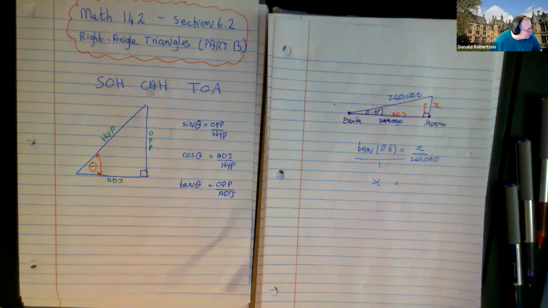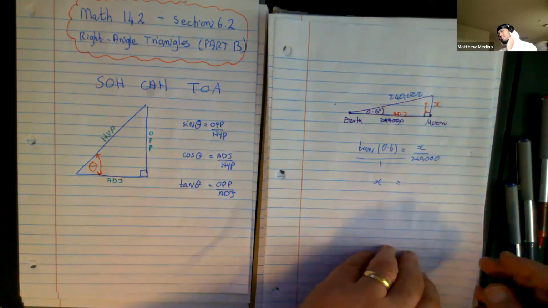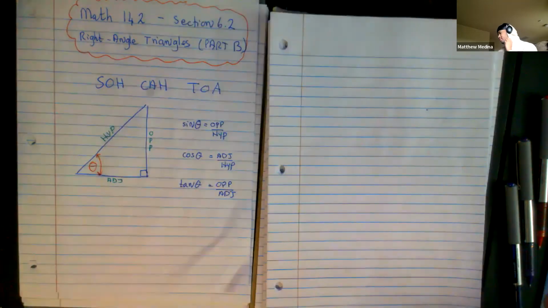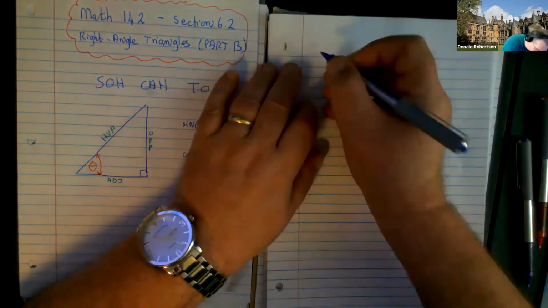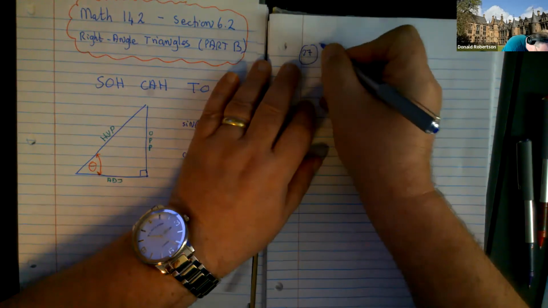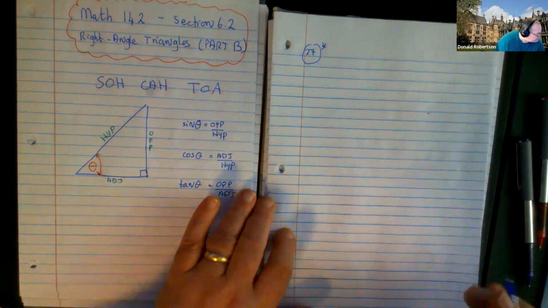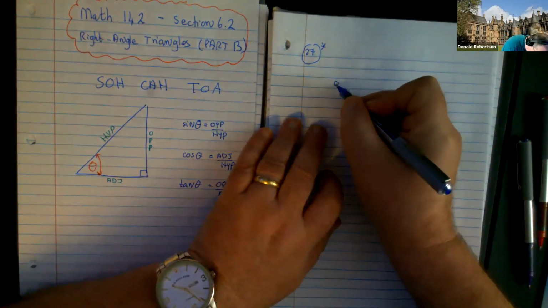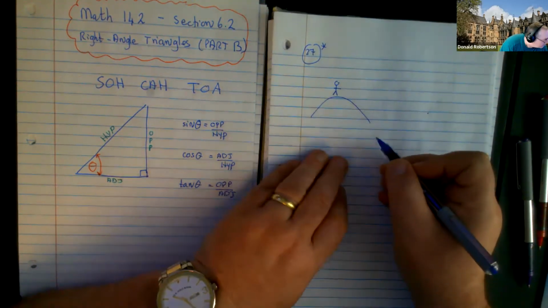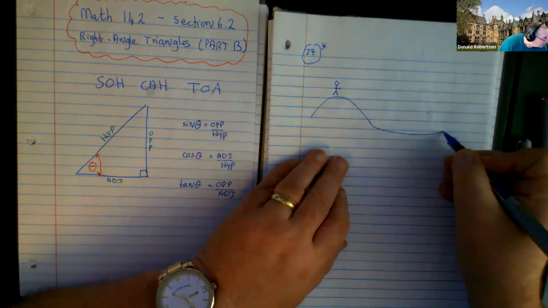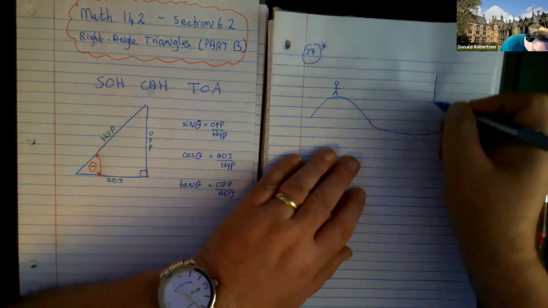Okay, we got a couple more of these guys to do. I'm not quite sure which ones I want to do. That one's fine. Oh, let's do this one. This is 27. And we got a person, and they're on a hill. And there's a flagpole here.